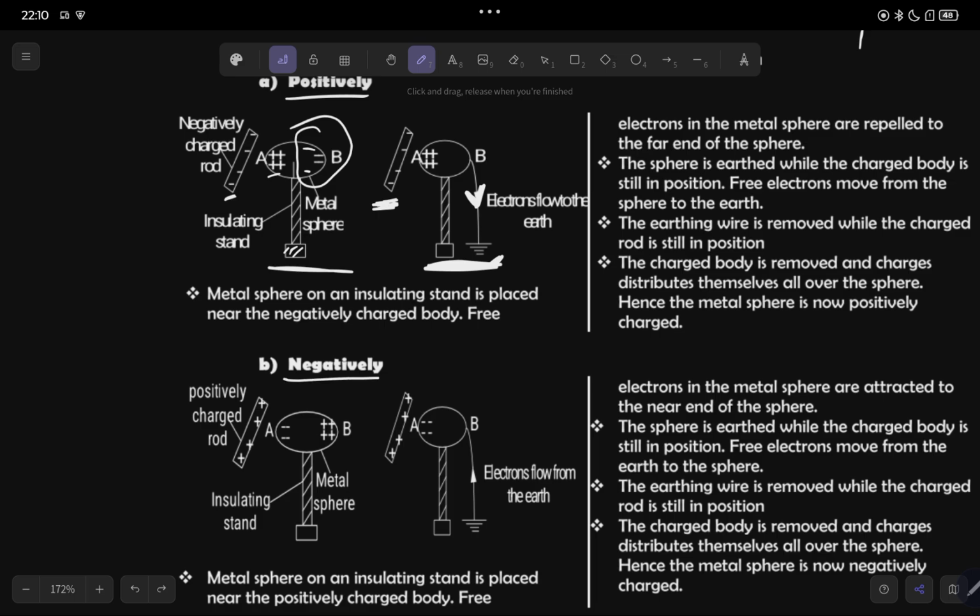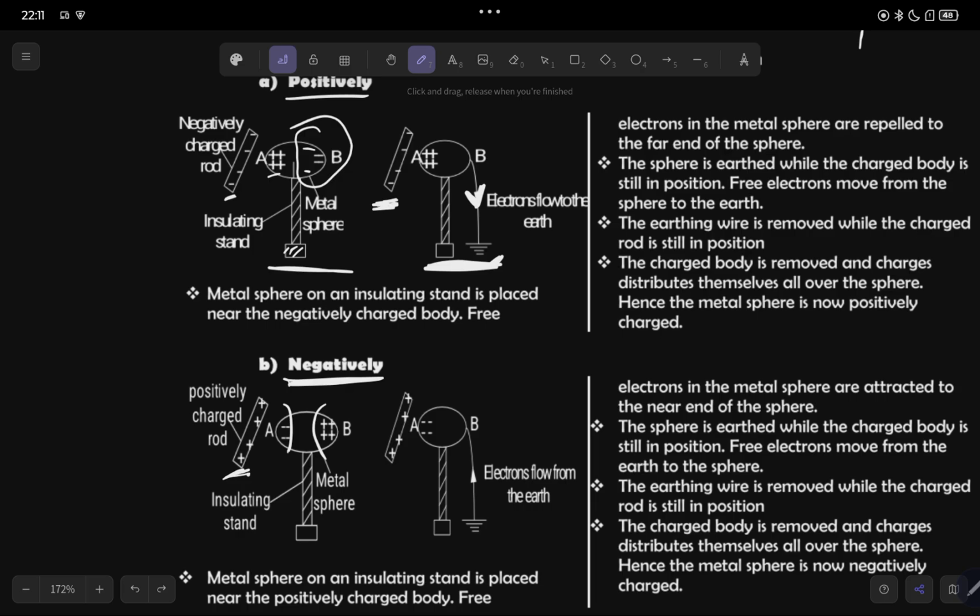Charging a body negatively by induction. If you want the body to be charged negatively, this time we use a positively charged rod. That is the principle. So we place our neutral conductor on an insulating stand. Then we bring the positively charged rod near the neutral conductor. What happens? It attracts all the negatives to one side near the rod. Then it will repel all the positives onto the far end.